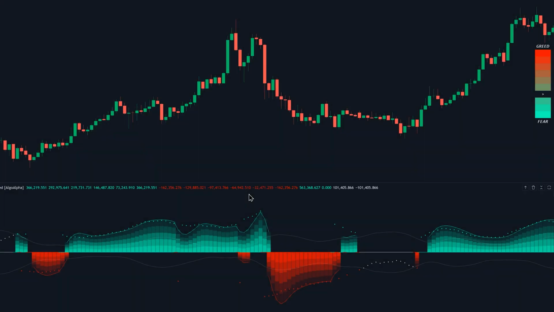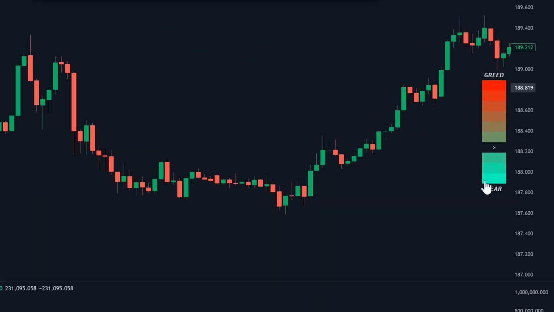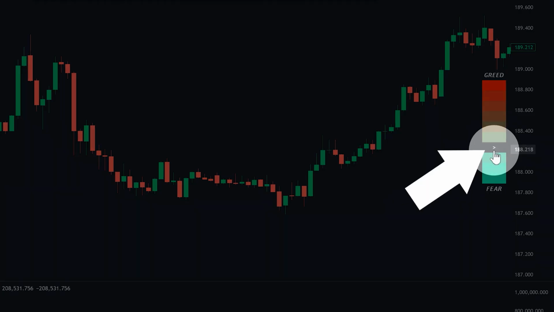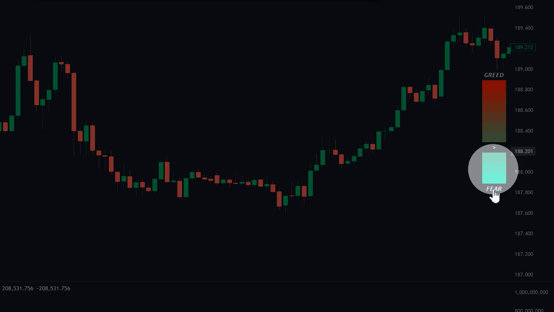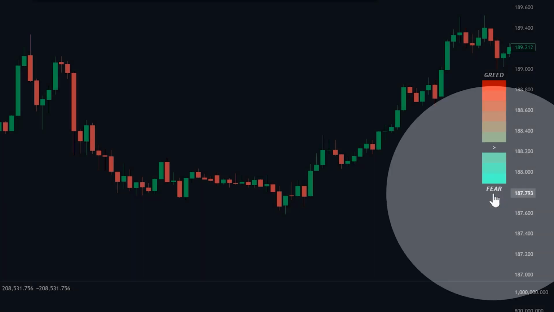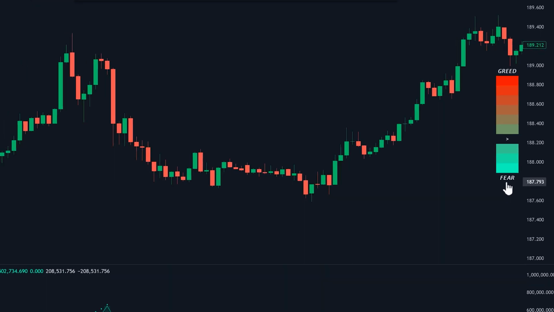This indicator also includes a sentiment gauge, which can be used to assess the level of greed or fear in the market. Remember, fear corresponds to bearishness and greed corresponds to bullishness. Whenever the arrow on the gauge is near the top, it indicates increased greed in the market, suggesting that people are buying specific assets, which can push prices higher. Conversely, whenever the arrow drops towards the bottom, it indicates increased fear in the market, meaning people are selling off specific assets, which may cause the price to go down.